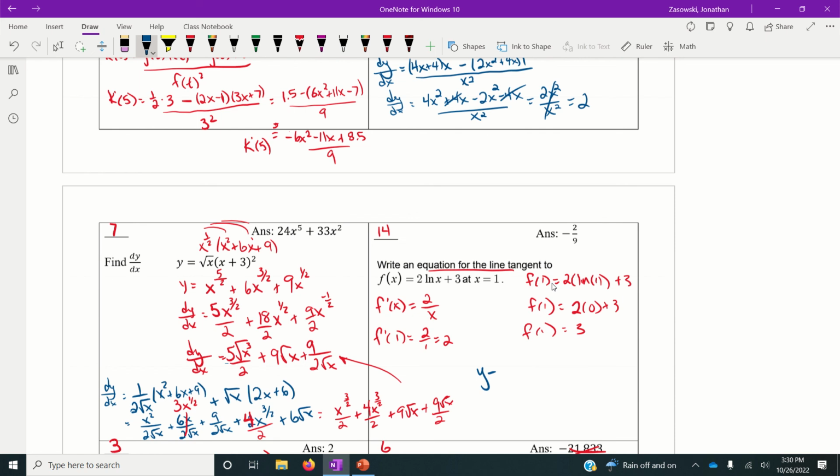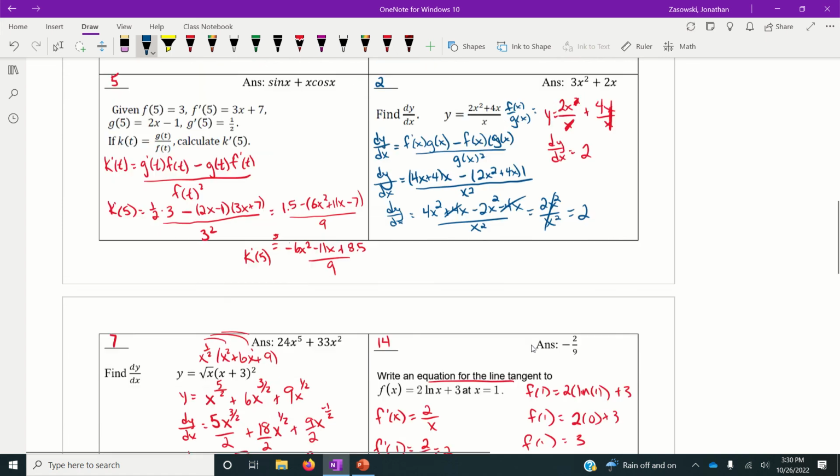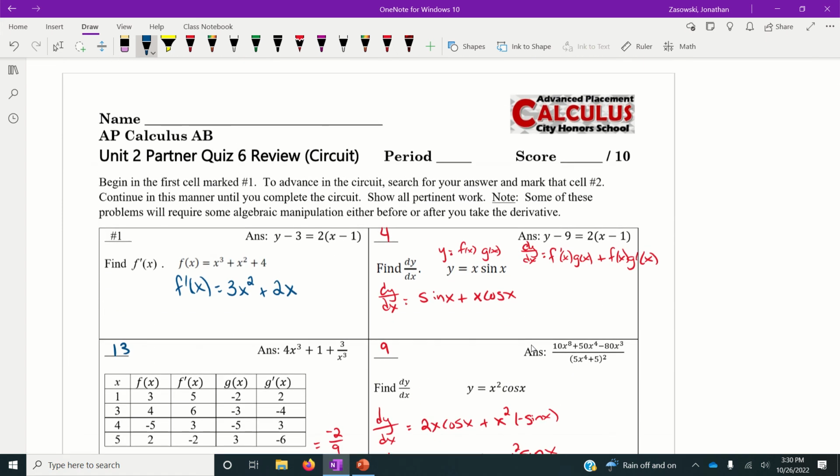So y minus y1, which is 3, equals the slope, which we know is 2, times x minus x1, which is just 1. And there is our formula, and that brings us back where we started, and there is our circuit. Hopefully that helped. Quick review.